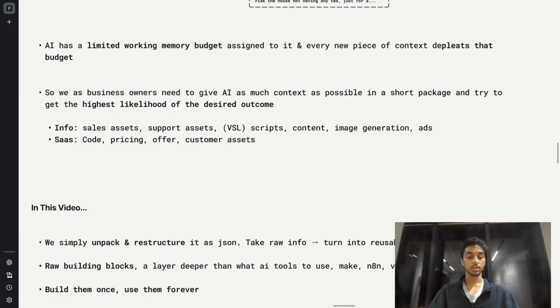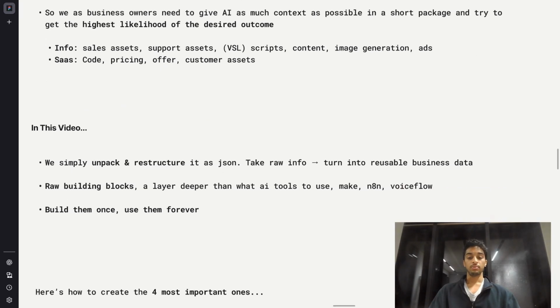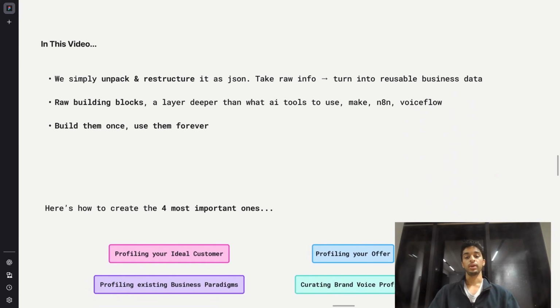This goes for things like sales assets, support assets, scripts, any sort of content or image generation, ads, copywriting, pricing, also tweaking your offers to adapt to new customer segments, and also just general customer assets. So many things can be applied here. But in this video, I'm going to give you a general overview of what is possible and how to take that raw information, turn it into reusable business data, and apply that in your day-to-day interactions with AI, and by extension, improve how well you deliver your service to the world.